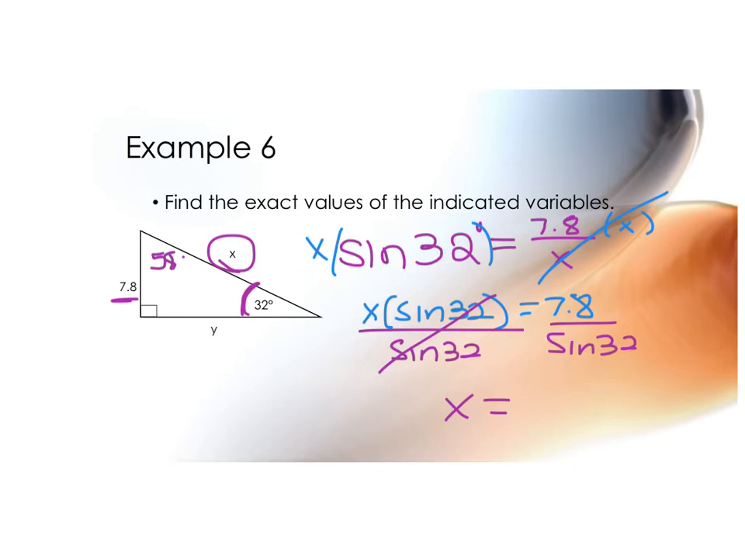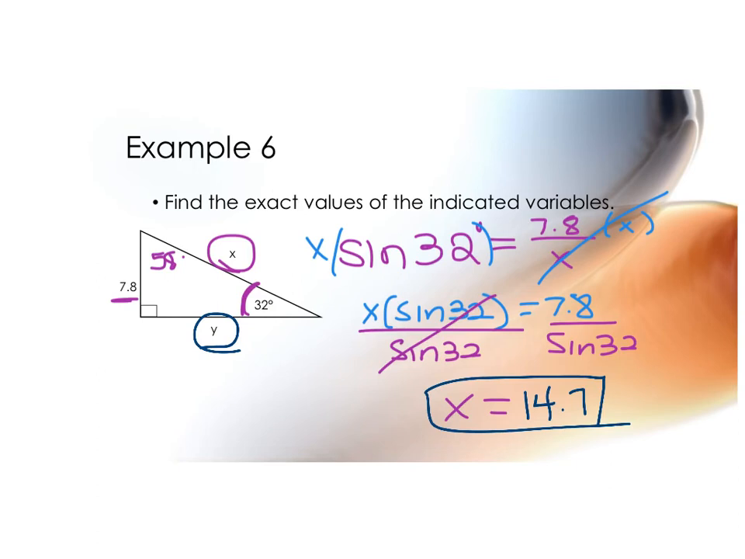Okay, so 7.8 divided by sine of 32, you got 14.7, right? 14.71. All right, now I want to solve for y. I've got options. What's one option? This is in degrees. You see that little 32 degrees? Pay attention to what that angle says, because sometimes that angle would say pi over 7, and now you know it has to be in radians.